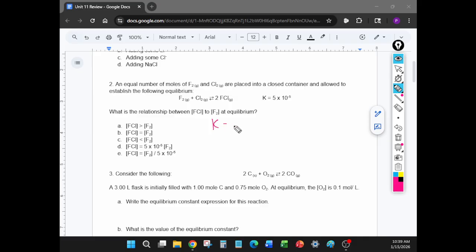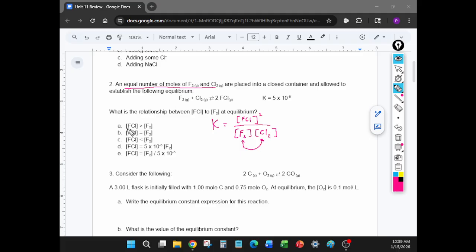So I'm going to start by just looking at the K constant expression. So we know that the products go on top, right? And since it has a coefficient of 2, you got to square it, divided by F2 and Cl2. Okay, so far so good? Yeah. Okay. So this is the equilibrium constant expression. Now, we can actually simplify this a little bit based on the information that we have up here. It says we have an equal number of moles of F2 and Cl2, right?